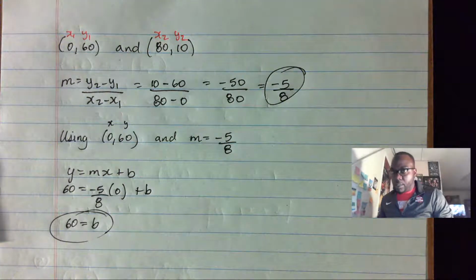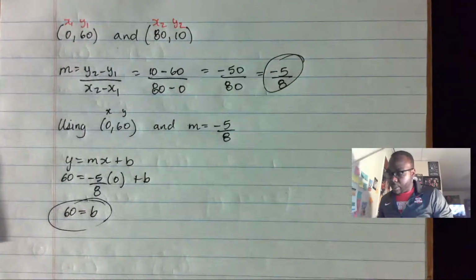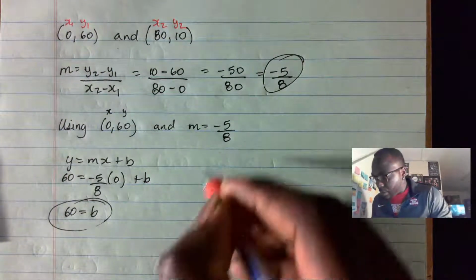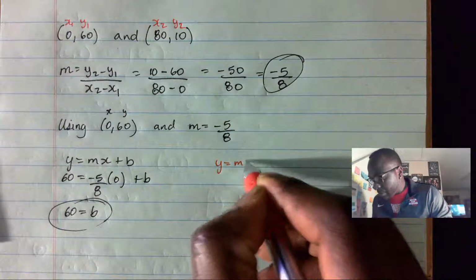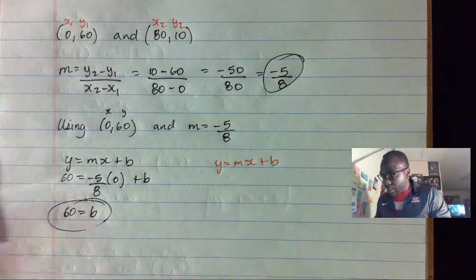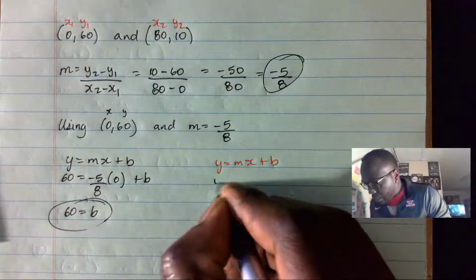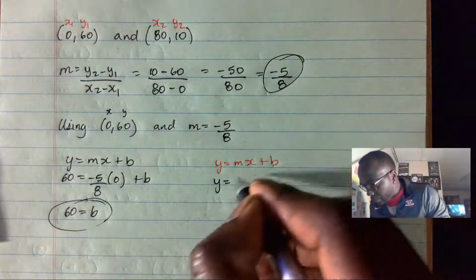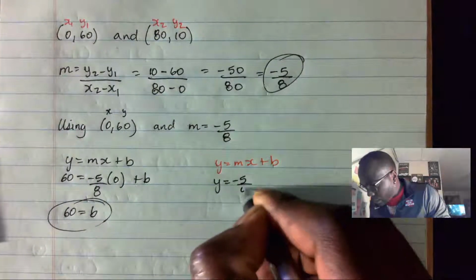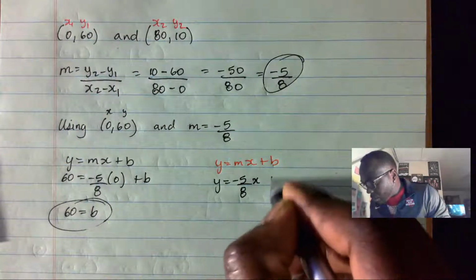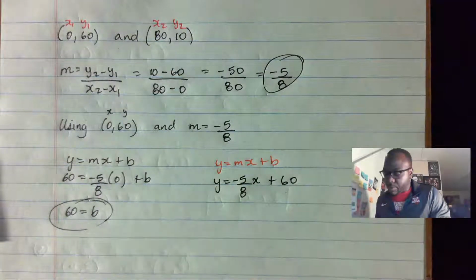So from here, writing the equation is pretty easy because the equation is y equals mx plus b. And in this case, it's going to be y equals negative 5 over 8x plus 60. That's my equation.